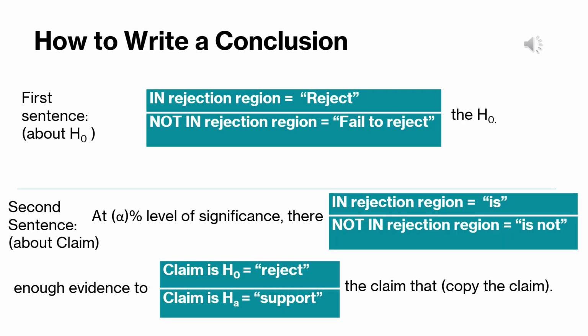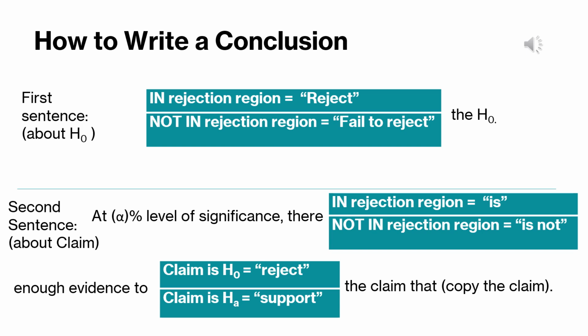When we write a conclusion, then the first sentence is always about the H0. If your standardized test statistic is inside the rejection region, then we're going to say that we reject the H0. And if it is not in the rejection region, then we're going to fail to reject the H0. The first sentence is always about the H0. It does not matter what the claim is. The second sentence is always about the claim.